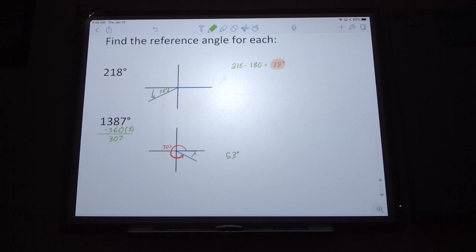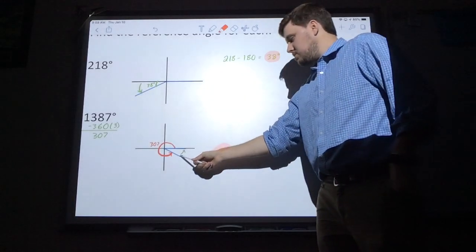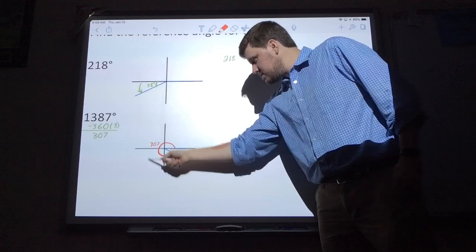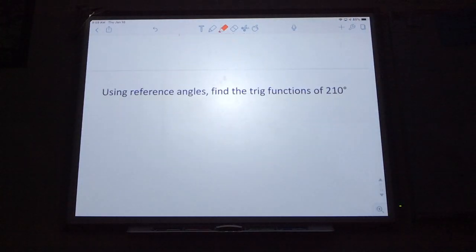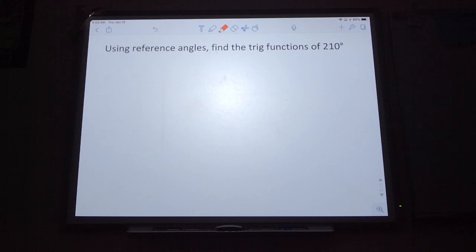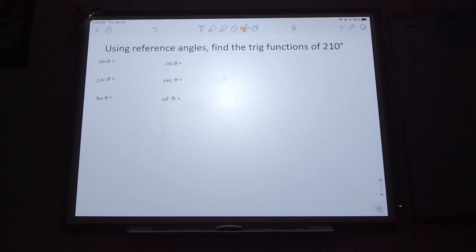Okay? So we do not want to go back to the 180 side. We want to go to the closest positive. So we want to go here. We do not use that. Okay, so now that you know that, it's going to make it an easier angle to deal with. Using reference angles, we want to find all 6 trig functions for this. So we're going to want this again. But we have to make our own graph over here.